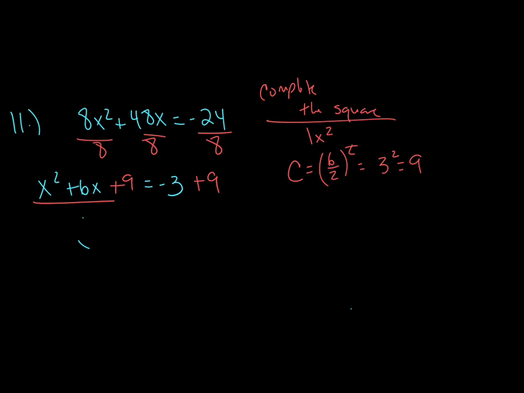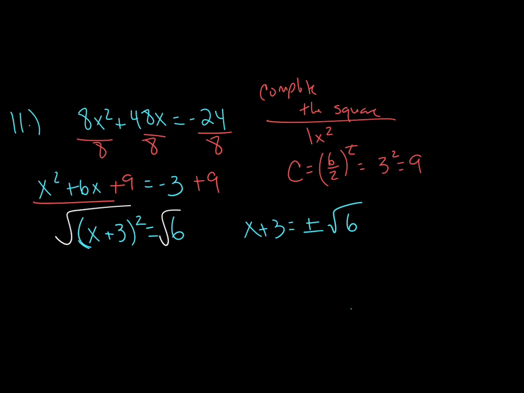Now the left side becomes x plus 3 squared. The right side becomes 6. So now I'm going to use penultimate backwards. I'm going to square root both sides. So I end up with x plus 3 equals plus or minus. Remember, whenever you square root both sides, plus or minus shows up. And now I'm going to subtract 3 from both sides. So my best answer is going to be negative 3 plus or minus radical 6. And that's it for 11.